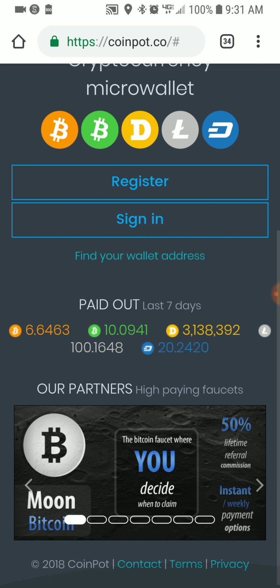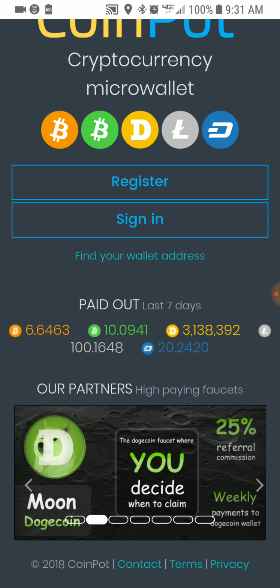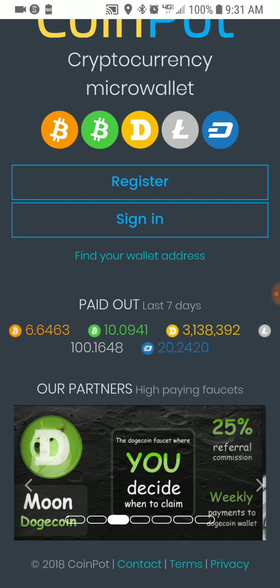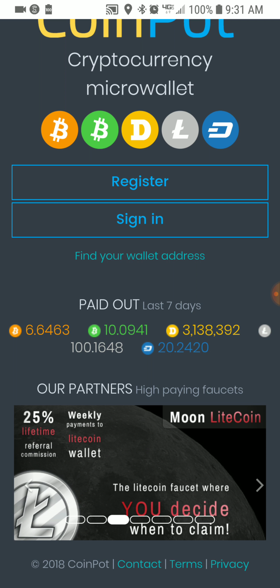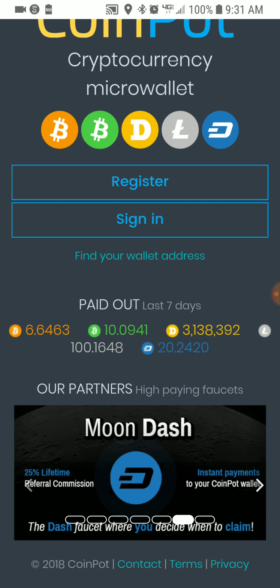You see, why does it do that? Well, I'm not going to go back into my account because it's going to show my IP address again. But as you can see, look, it says Moon Doge. You would get 25% lifetime referral commission, weekly payments, free Bitcoin. So it has all the websites here.